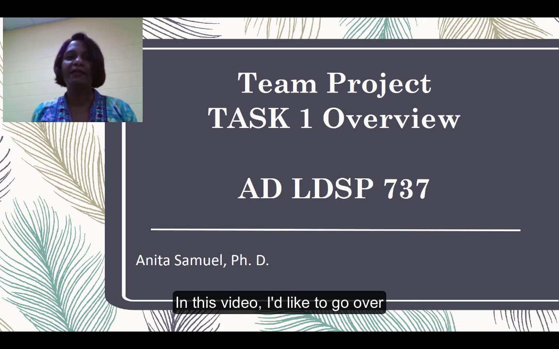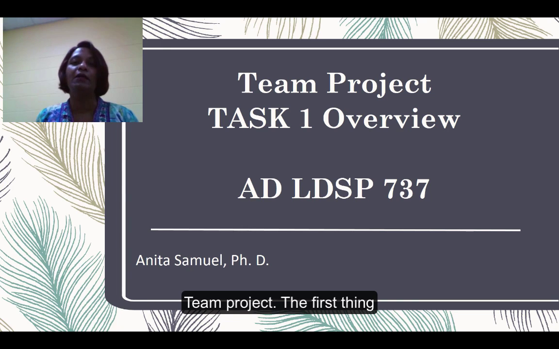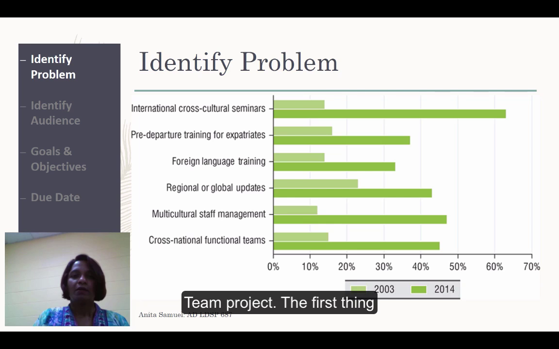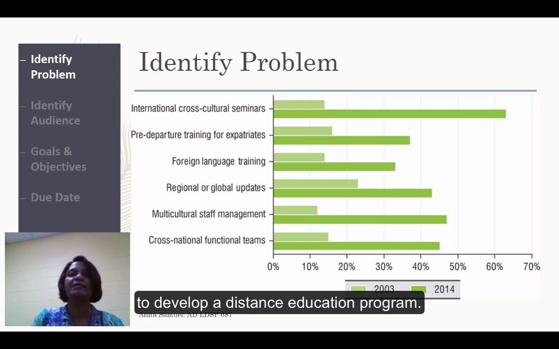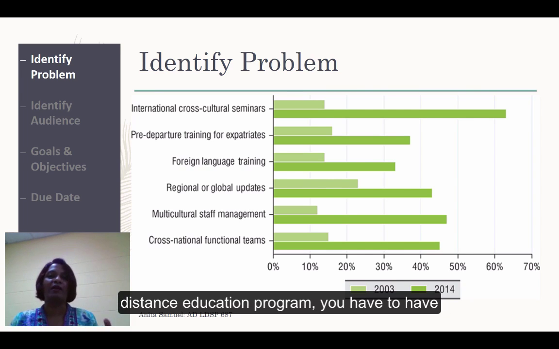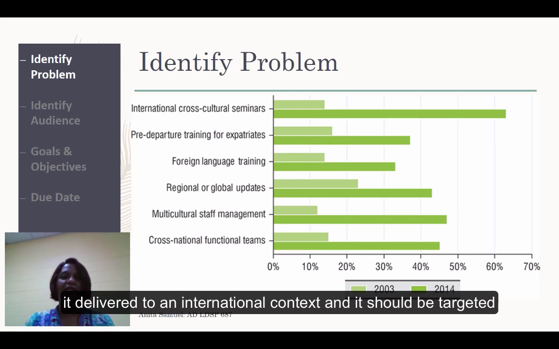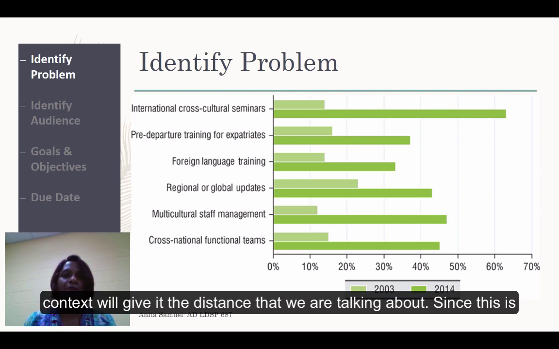In this video, I'd like to go over what is expected from task 1 of your team project. The first thing you have to remember is that this project is to develop a distance education program. What is important to note is that since this is a distance education program, you have to have it delivered to an international context, and it should be targeted at adult learners. So the international context will give it the distance that we're talking about.